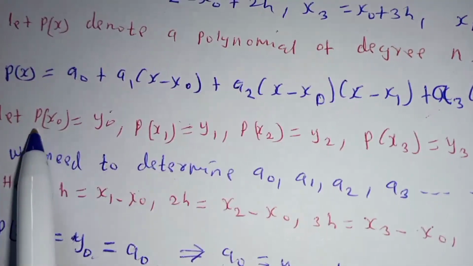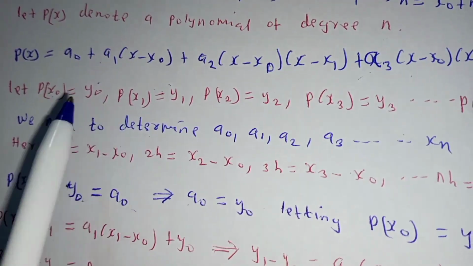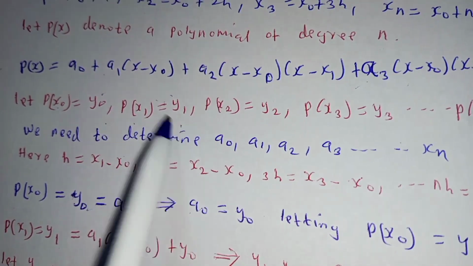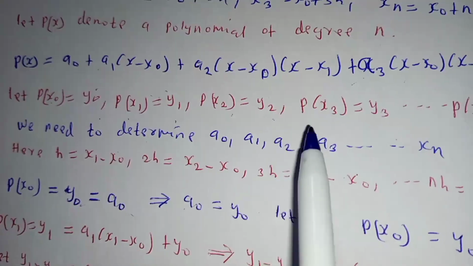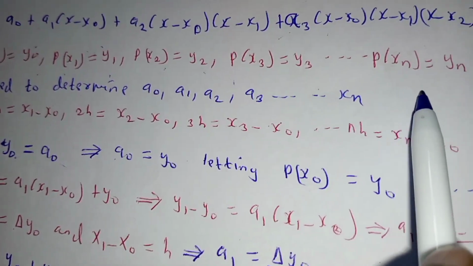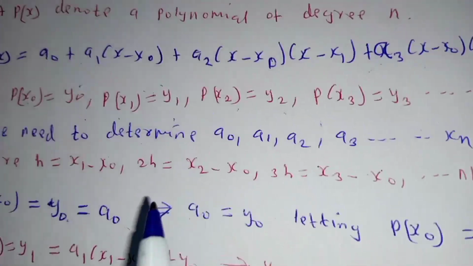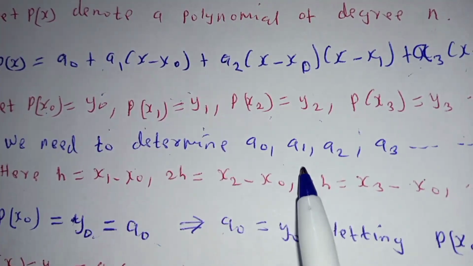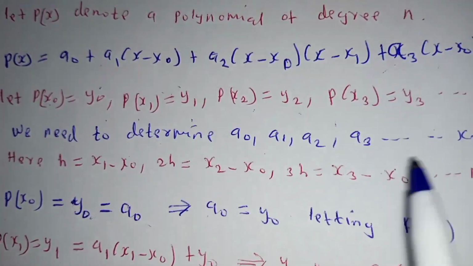Now, we are letting our p of x naught be y naught, our p of x1 be y1, our p of x2 be y2, our p of x3 be y3, and our p of xn be equal to yn. Now, we need to determine a naught, a1, a2, a3, all the way to an.